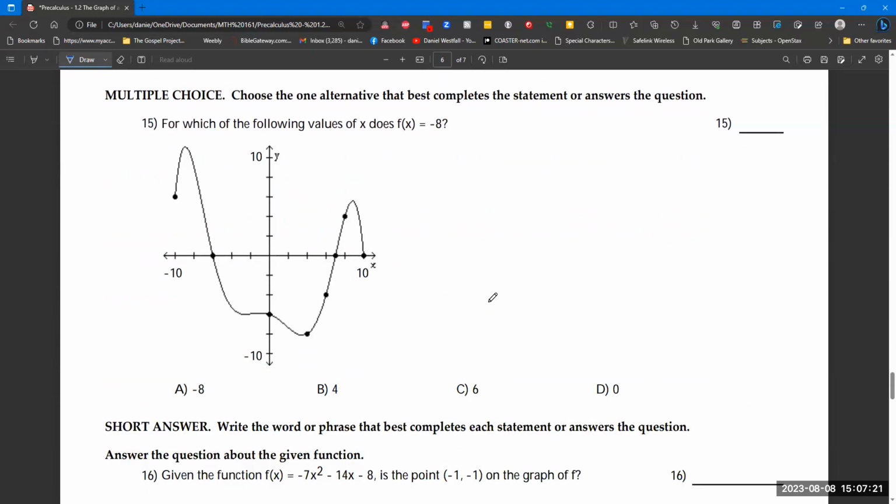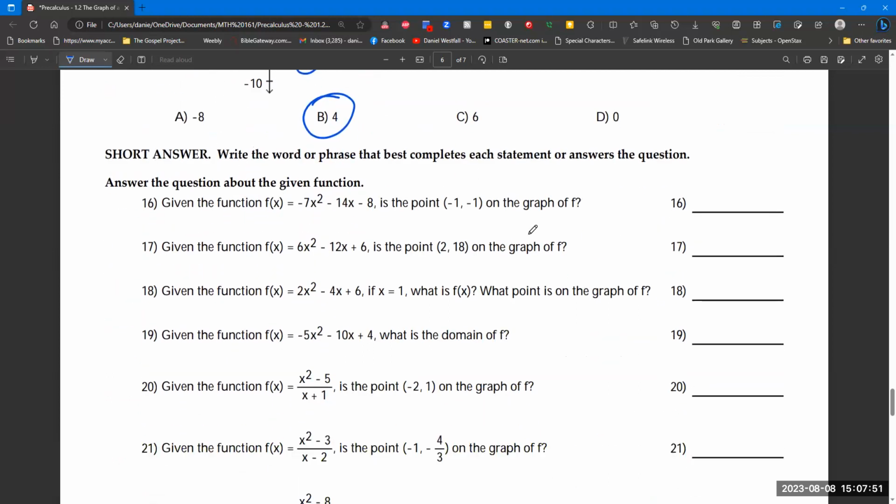Let's just answer this. This is a multiple choice. So where is y equal to -8? Excuse me. So -2, -4, -6, -8. Right here. The only place is that point right there, that we're going to follow up to the x-axis, and that looks like x equals 4.